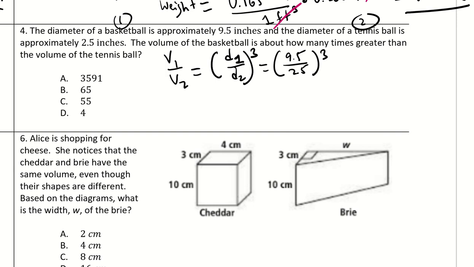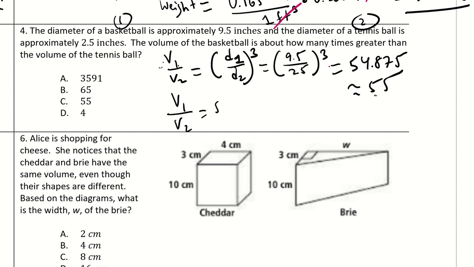If I want to solve for the volume of the basketball, V1, I would multiply both sides by V2 so I can cancel it out. Actually, I don't really need that, so I'll just leave it like that. I'm just going to figure out what that number is. That's 54.875, which is about 55. So that's saying V1 is 55 times bigger than V2. If I multiply it out to show you, the V2s cancel, so V1 is 55 times V2. The volume of the basketball, V1, is 55 times greater than the volume of the tennis ball, which is V2.